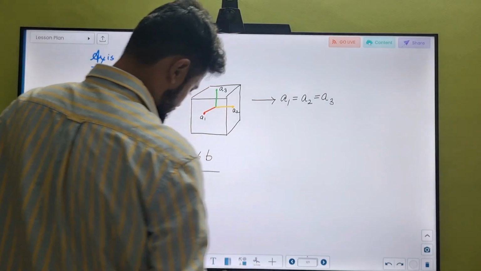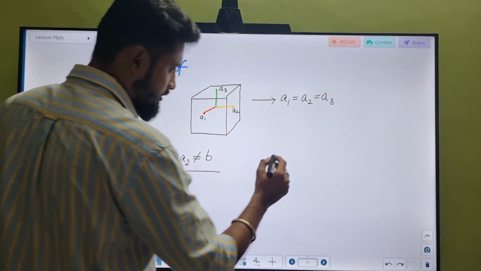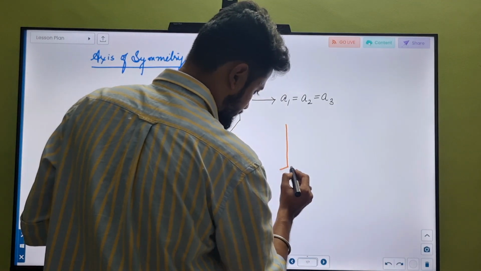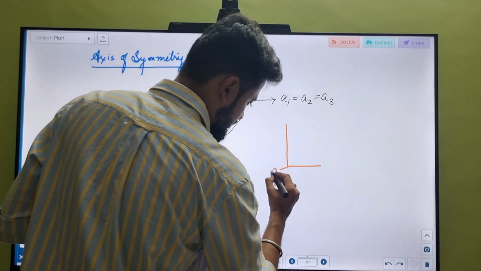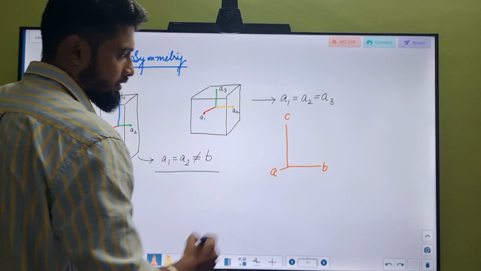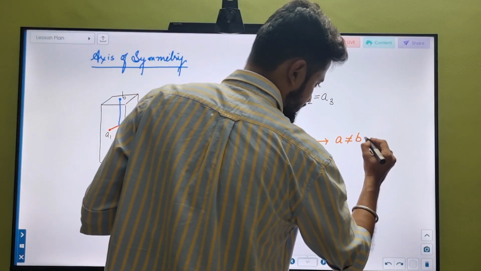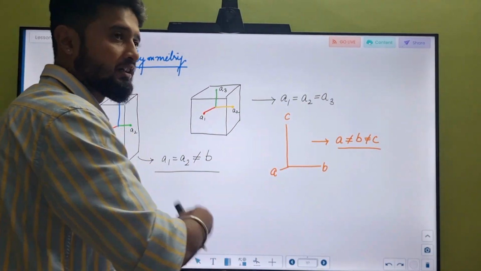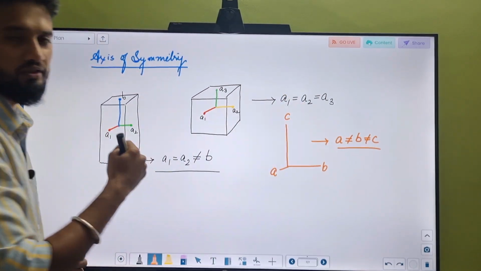In certain cases, all three axes don't cut at an equidistance. At that time they will be A, B and C. So here the condition will be A not equal to B not equal to C. All three axes are cutting the faces at different positions.